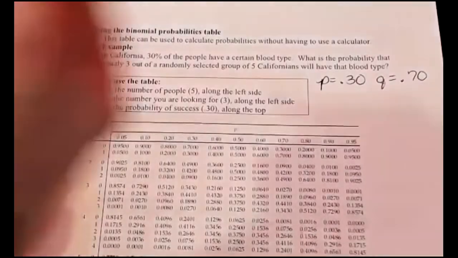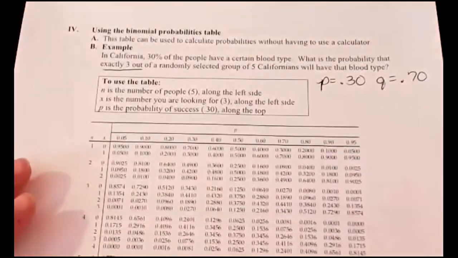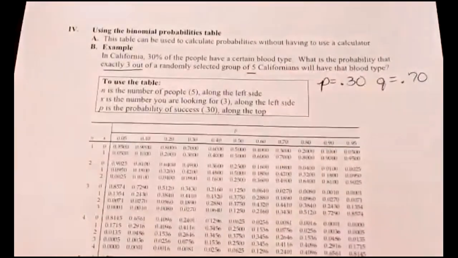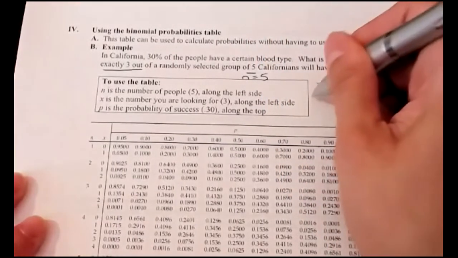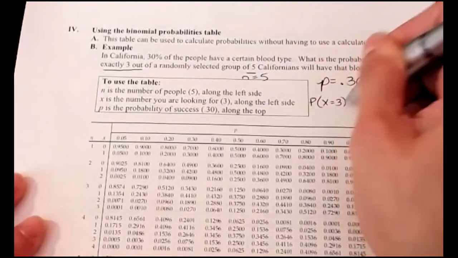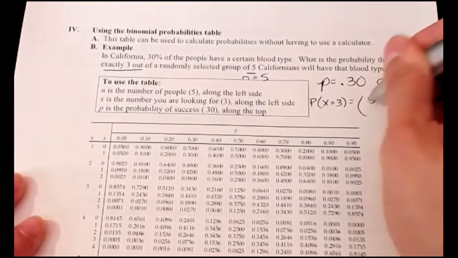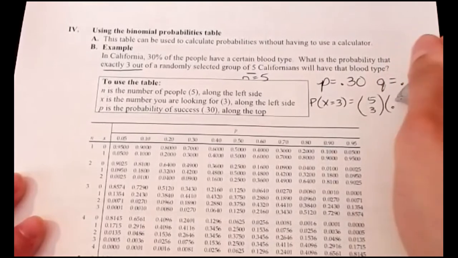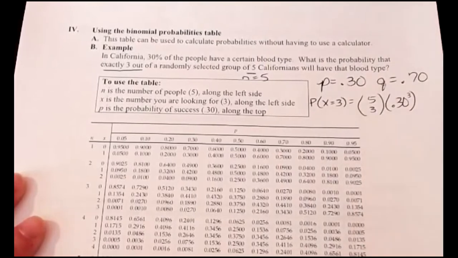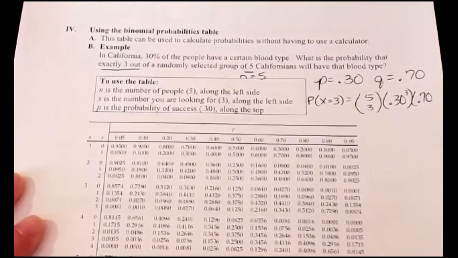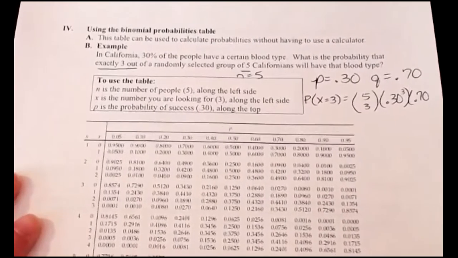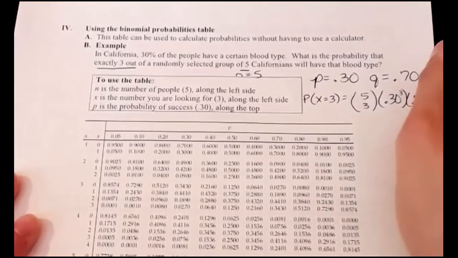What is the probability that exactly 3 out of a randomly selected group of 5 Californians will have that blood type? So we know that N is equal to 5. Essentially, if we want to find the probability that exactly 3 have that blood type, we'll do 5 choose 3, times 0.30, the probability of success, raised to the third power, because 3 of them have it. How many will not have that blood type? Two. Yes, 2 of them will not.